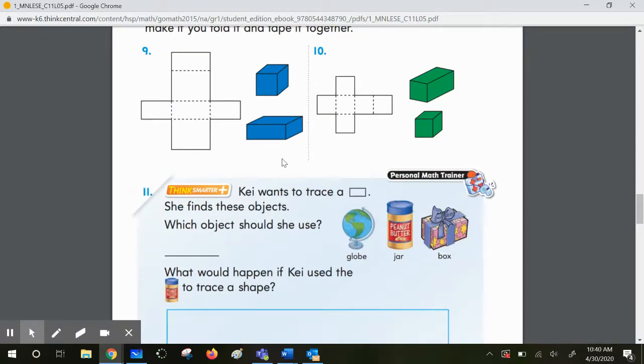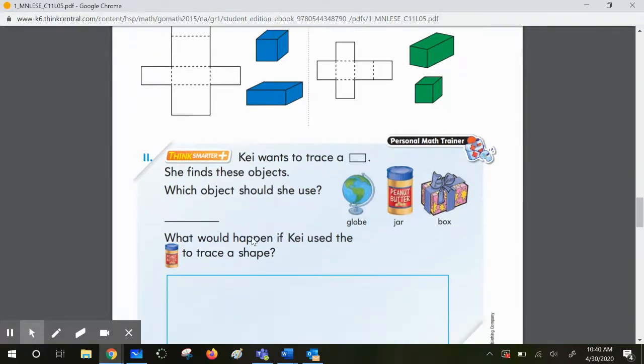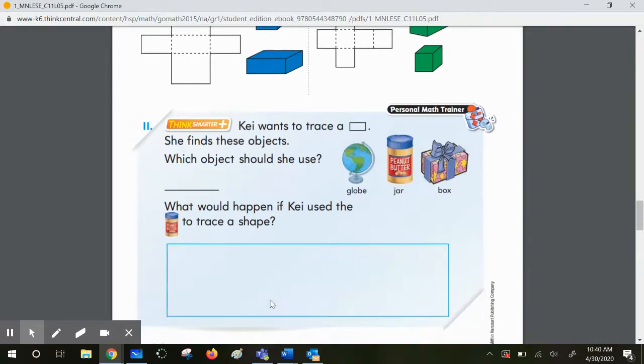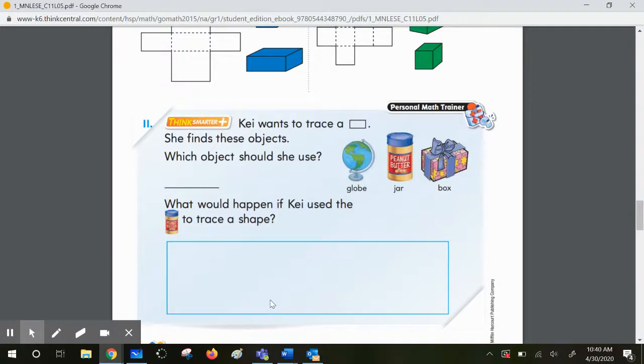Kay wants to trace a rectangle. She finds 3 objects. Which object should she use? Think of these. There's only one she should use to draw a triangle. And what would happen if Kay used the peanut butter to trace a shape?